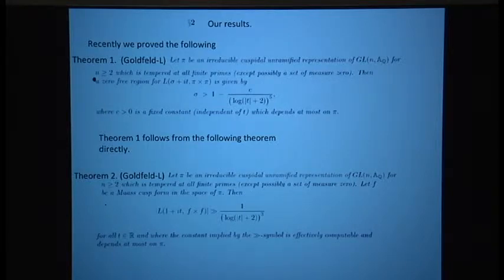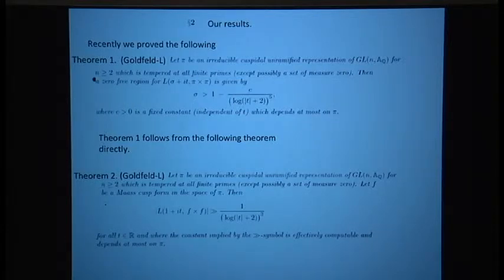This theorem follows directly from the following lower bound of the Rankin-Selberg L function on the one line. The L function has a lower bound of 1 over log t cubed. So theorem 1 follows from theorem 2 by the mean value theorem, because the derivative of the Rankin-Selberg L function is bounded by log t squared. That's why we have log t to the 5. From theorem 2 to theorem 1, that's standard from analytic number theory.